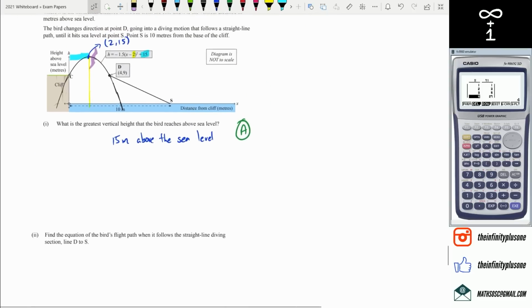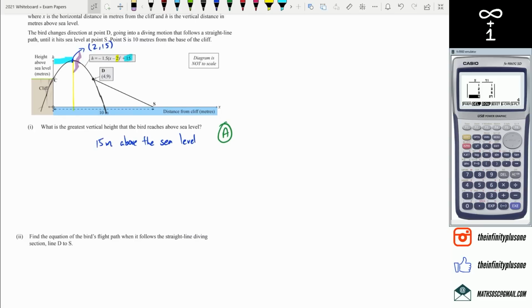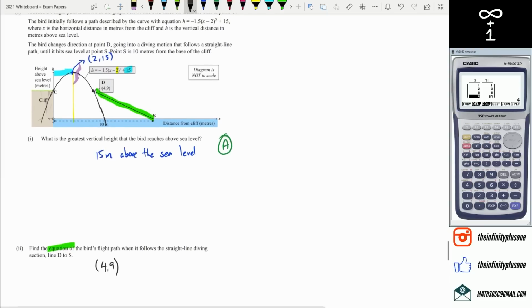So I guess this kind of leads up from that to the next question. It's saying find the equation of the bird's path when it follows a straight line diving from D to S. So we're asked to find the equation of this straight line here. Now we already got 1 point. Our first point is (4, 9). That's where D is. The other thing that's also noticeable is point S, which is right here. S is 10 meters from the base of the cliff. So our second point right now, this point right here, could be said as (10, 0).